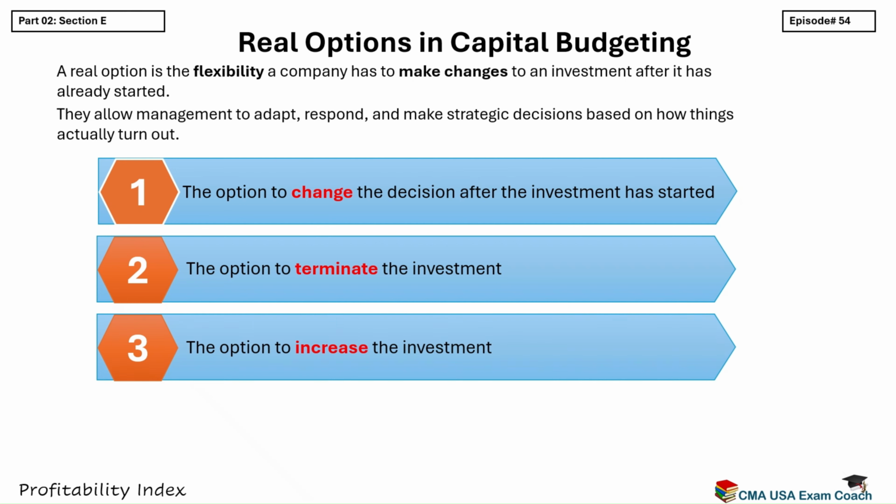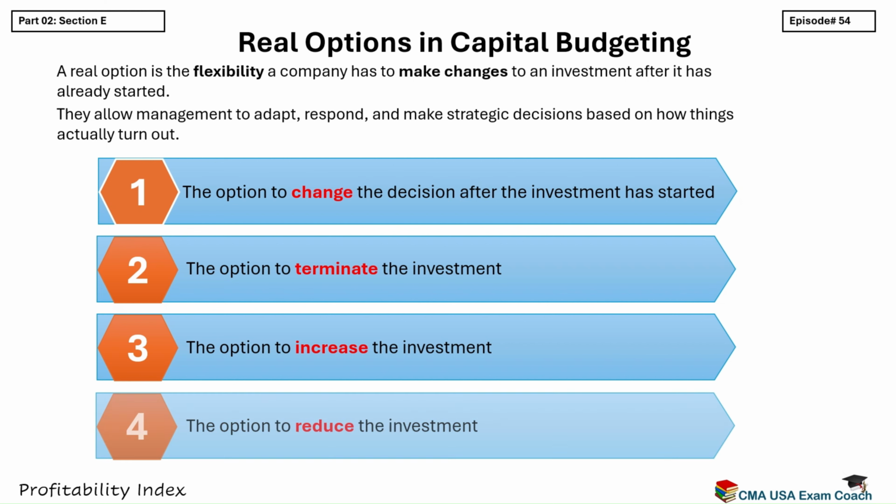The third is the option to increase the investment. If the initial results of a project are very promising, the company can invest more to expand it and take advantage of the opportunity. For example, a software company may release a basic version first and invest further if the product gains high demand.